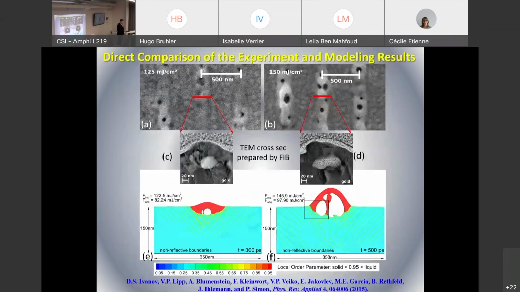When comparing with the experiments, we can identify that not only qualitatively but quantitatively we reproduce the formation of these structures. So these cuts from the experimental pictures were prepared with focused ion beam method, and by means of transmission electron microscopy we can see that the voids formed inside, this is gold, and even these voids, depending on the applied fluence, can have different shape.